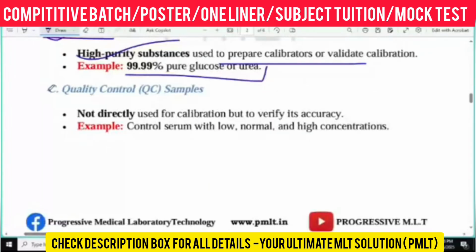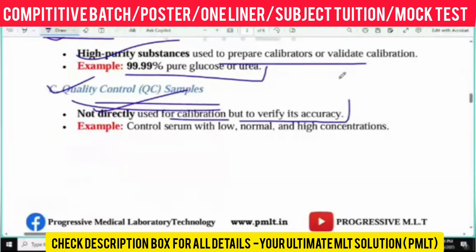Now we are coming to the quality control sample. It is not directly used for calibration but verifies its accuracy. They are basically not used directly in the calibration procedure. But sometimes we verify the accuracy of this particular quality control serum with low, normal, and high concentrations. They are all quality control samples. Keep in mind that whenever we are running the control, it looks like a normal sample. Control means we have to choose some healthy sample.